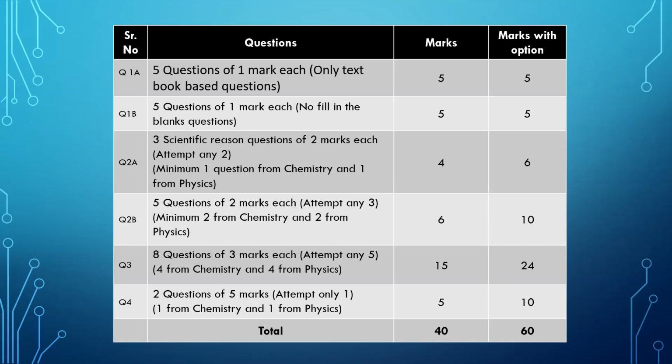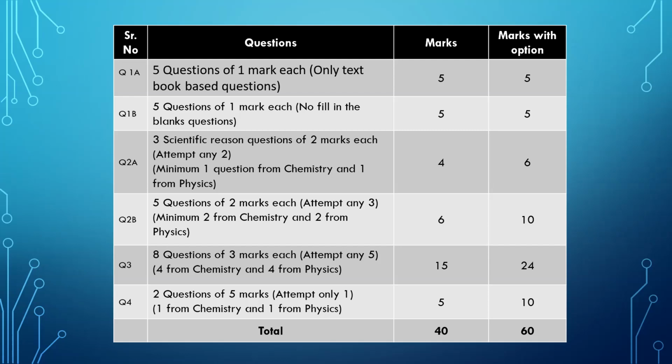Question number 2a. See students, in question number 2a, there are 3 scientific reason questions. You know, give scientific reason. You have such types of questions, right? So there are 3 given of 2 marks each, and you have to attempt 2. They give 3 questions to you, and you have to attempt only 2 questions. Minimum 1 question is from chemistry and 1 is from physics. You have an option here. 3 questions are given, and you have to attempt any 2.